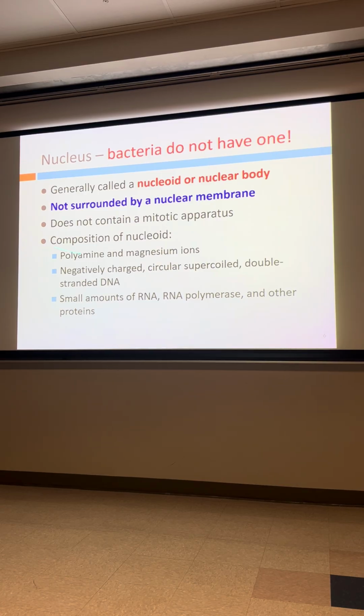Again, the nucleus, we're going to talk about this. The bacterial DNA is compacted into something called a nucleoid. Sometimes people refer to that as the nuclear body, but most people use the word nucleoid. It doesn't have a nuclear membrane and doesn't contain a mitotic apparatus, so you're not going through mitosis. Instead, the bacterial cell goes through a process called binary fission.